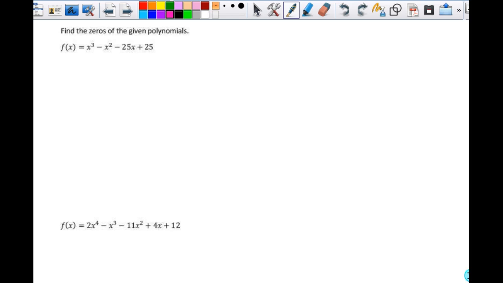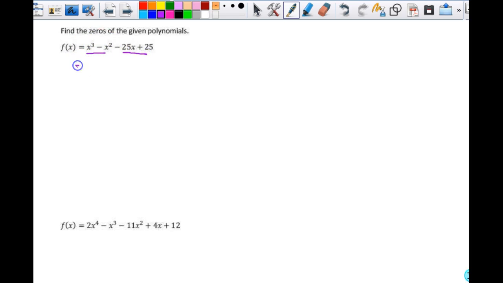Or we could also try to factor it. So I suggest that if you can factor it, you try and factor it. If it doesn't factor, then we're going to have to do that. But factoring would be a whole lot easier most of the time than using the rational zero theorem. So when I look at this, if I can factor, I'd be factoring by grouping. So I'll group these two together.